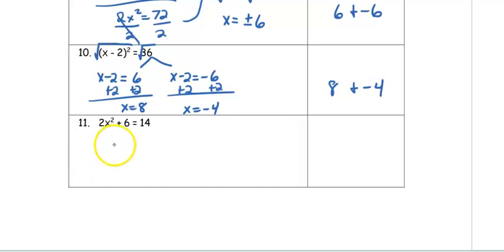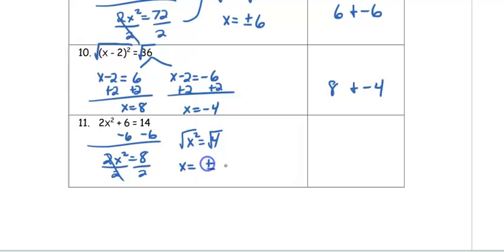All right, on 11, it's just x squared, so get x squared by itself before you square root. So first I'm going to subtract the 6. Then I'm going to divide by 2. So I get x squared equals 4. Now I square root both sides. And remember, when you square root both sides, that's when you get the 2 answers. The square root of 4 is 2 and negative 2.